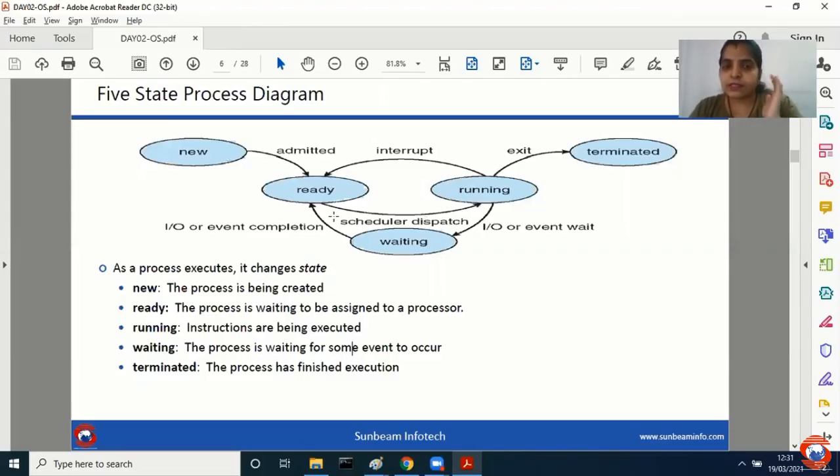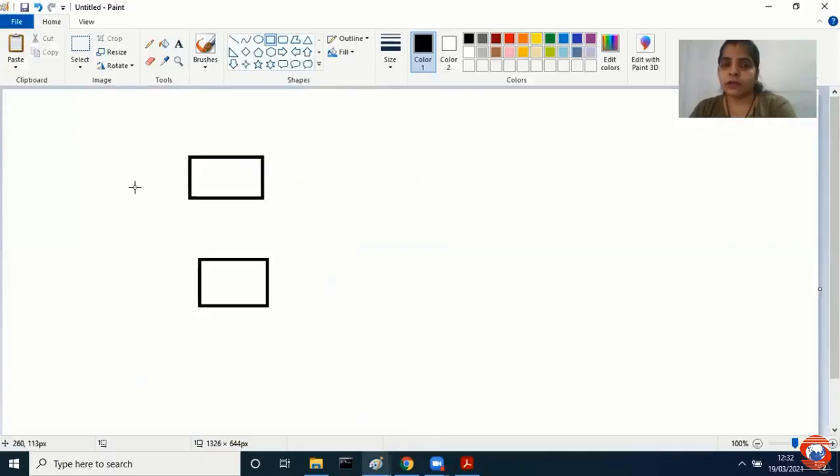When the process is in the ready state and I try to execute that process, it is moved from the ready state to the running state. And who takes it? Your processor takes it. From ready to running state, this is called dispatching. This is also called scheduler dispatch. Right? Dispatching means when the process is moving from ready to running state. Now, suppose I have created a paint.